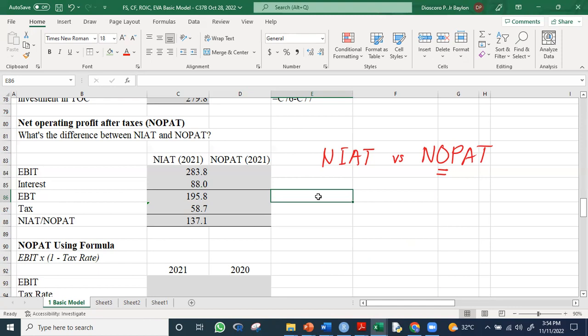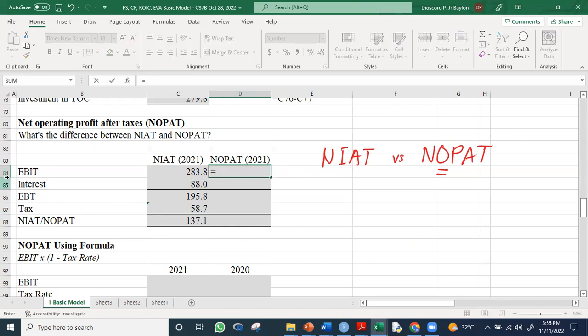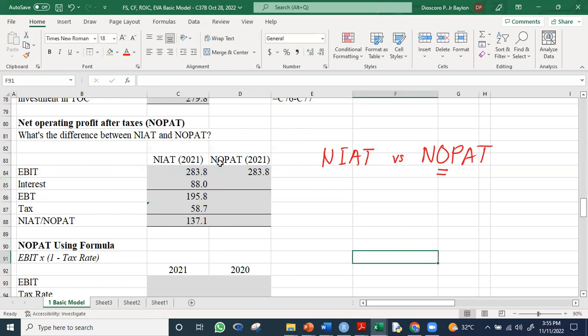Okay, good. All right. So we now go to NOPAT, net operating profit after tax. So for NOPAT, we start with the EBIT also. So let me copy the EBIT. And what's the difference between NOPAT and net income after tax? The difference lies in the financing cost, this 88. Because we said that this is operating profit, therefore we should not load to it the financing cost. Why? Because operations will not be responsible for the incurrence of interest expense.